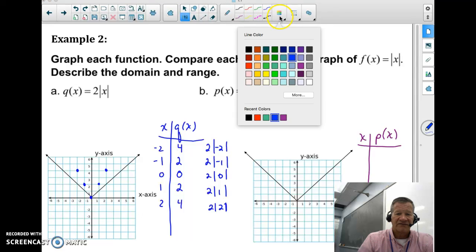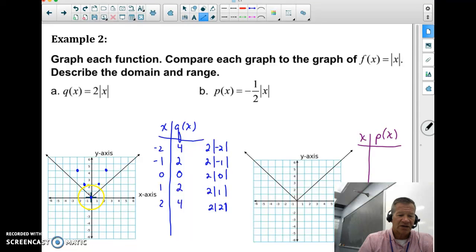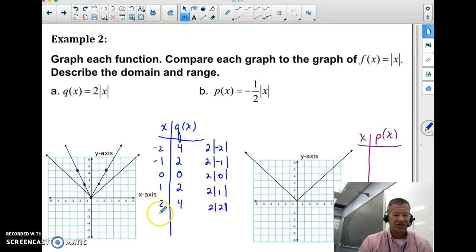You see I still have a V shape, but now what's happened is the V shape has gotten a little bit, I guess, steeper looking. So what happened to the graph? What changed? Well, it appears to have gotten steeper. Instead of going up 1 over 1, up 1 over 1, up 1 over 1, you notice now we're going up 2 over 1, up 2 over 1, and down 2 over 1 on the left side. So the V shape got narrower.